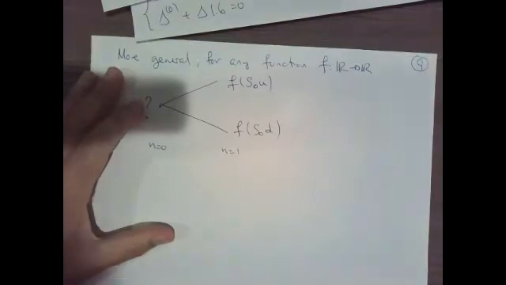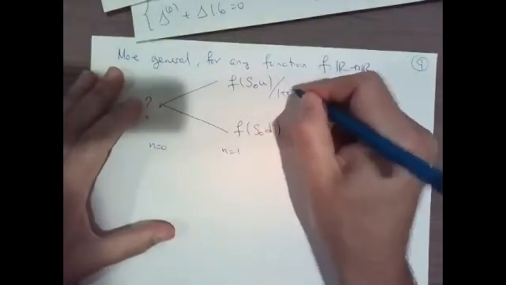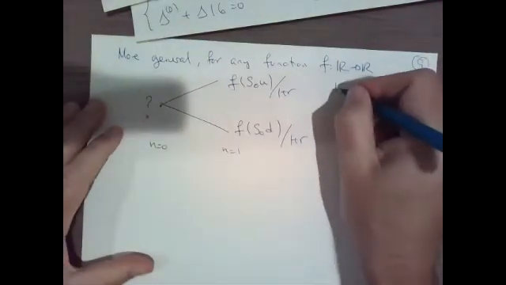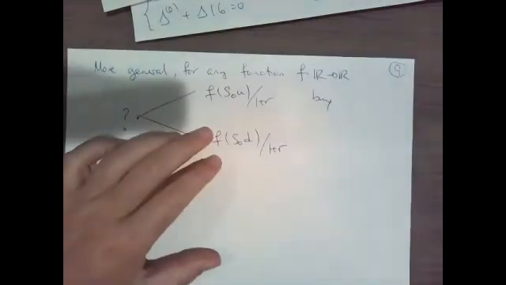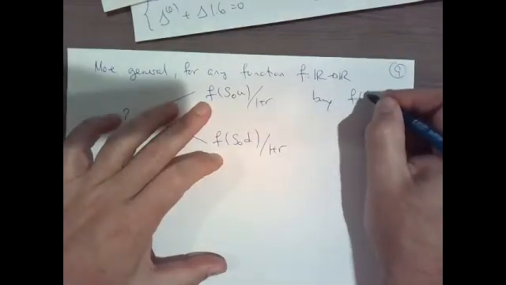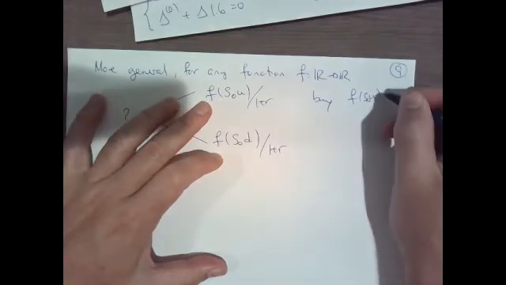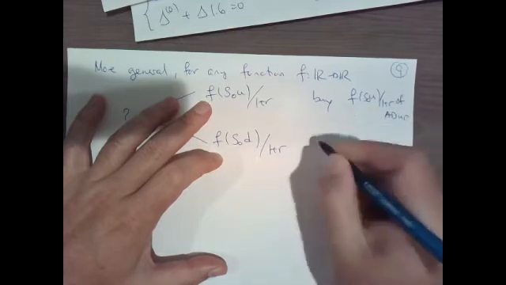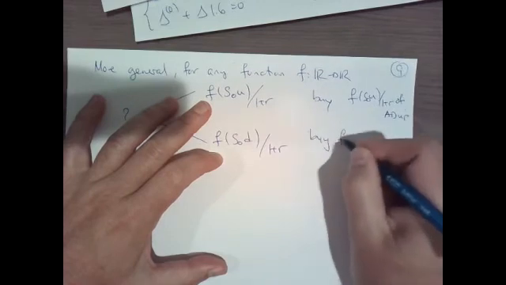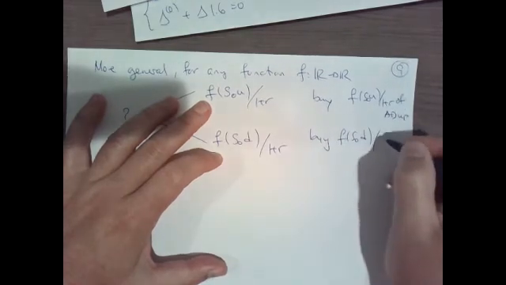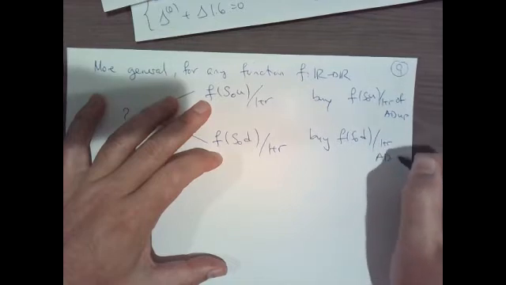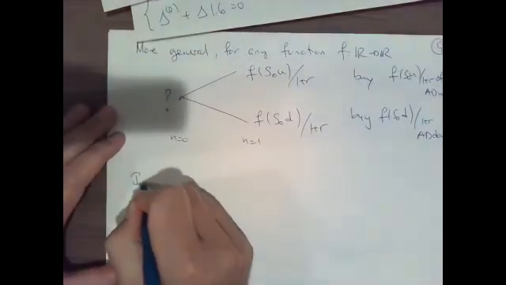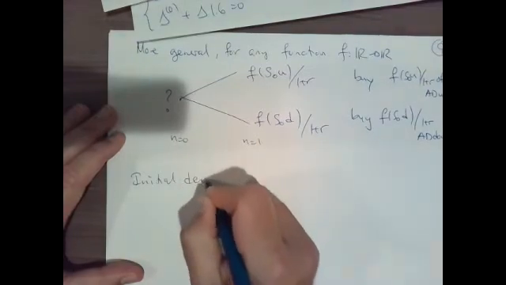Well, the first thing you would do is divide here by 1 plus R, and divide here by 1 plus R. Then you would buy, how many would you buy of the up security? You would buy f of S0u divided by 1 plus R of Arrow-Debreu up. And you would buy f of S0d over 1 plus R of Arrow-Debreu down. And then you get the initial derivative price.